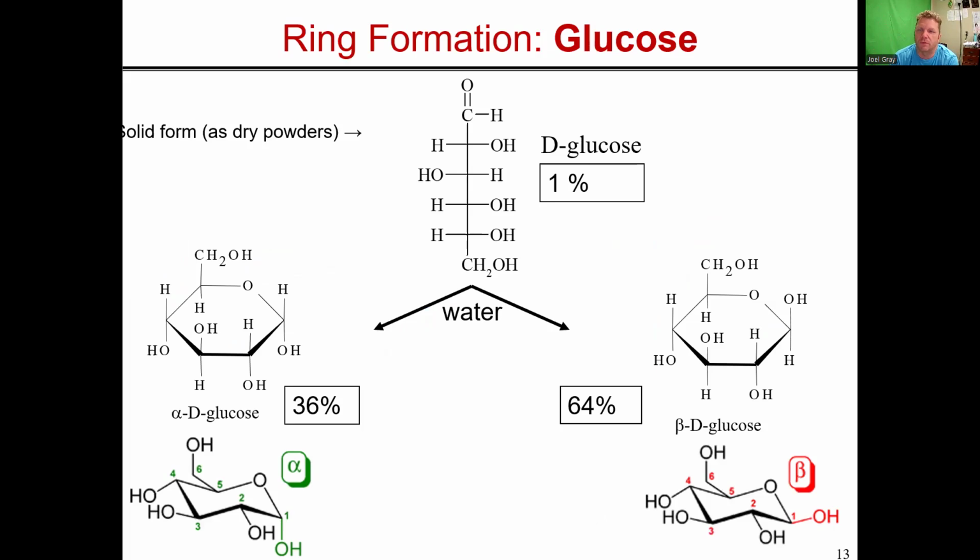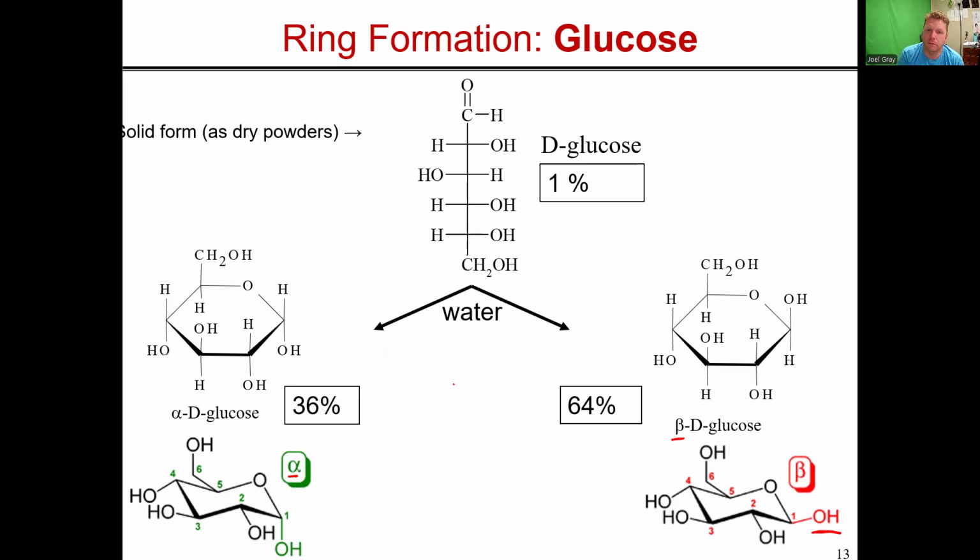The ring formation of glucose, one of the things that I think is important to recognize is that D-glucose in its linear form is going to be about 1% in an aqueous environment. And that is really very transient or temporary, because typically what you're going to have is about 64, 65% of the ringed glucose as the beta configuration, because that puts your new anomeric hydroxide group in the equatorial position as opposed to the axial position. Whereas the alpha puts it in the axial position, meaning it's a little bit less stable, or a little bit more sterically hindered.